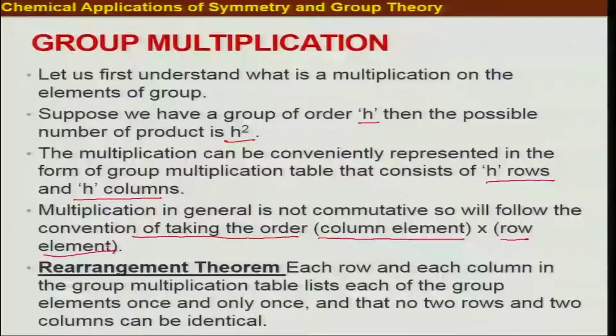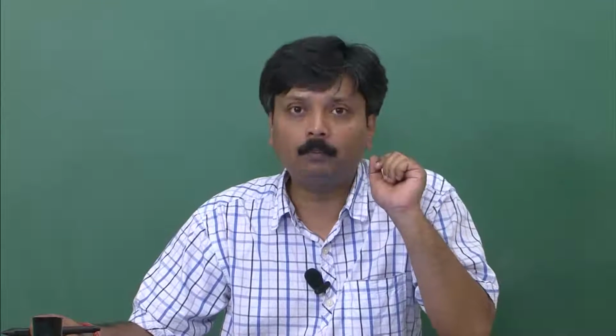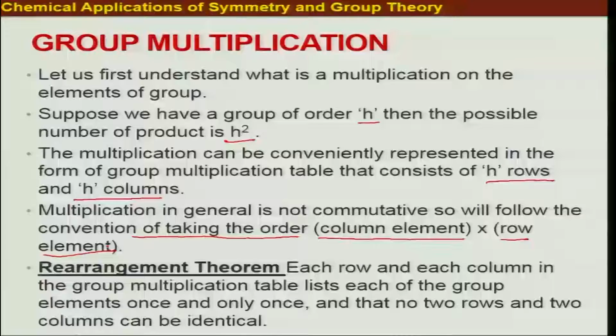Okay. Now at this point there is one theorem called the rearrangement theorem, which is important in the context of this group multiplication table. So what does this theorem say? It says that each row and each column in the group multiplication table lists each of the group elements once and only once, and that no two rows and no two columns can be identical. Okay. So the proof of this theorem is pretty simple.